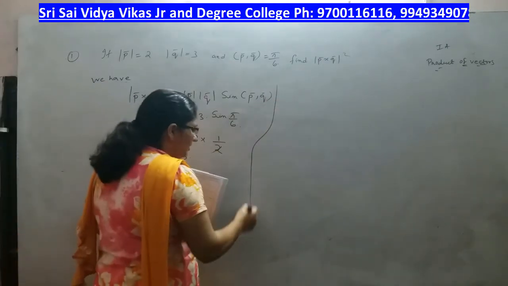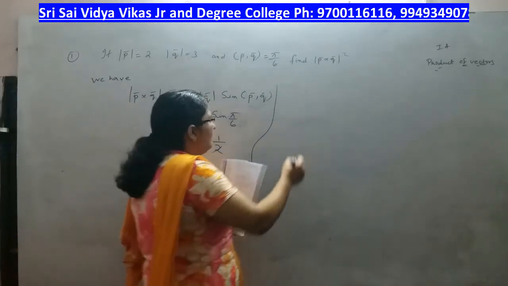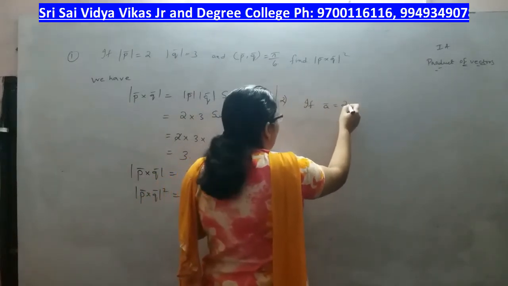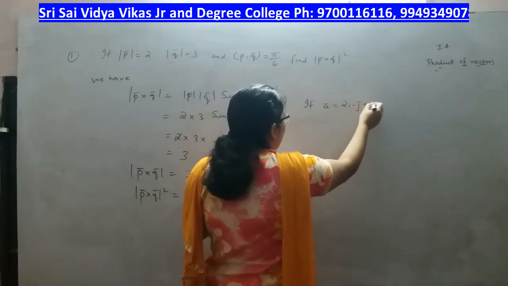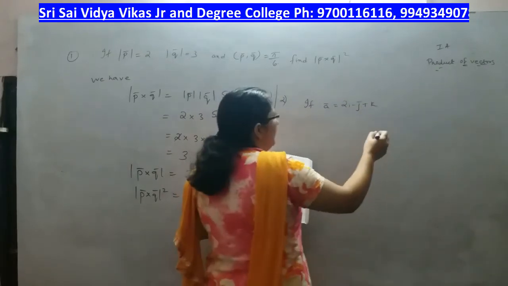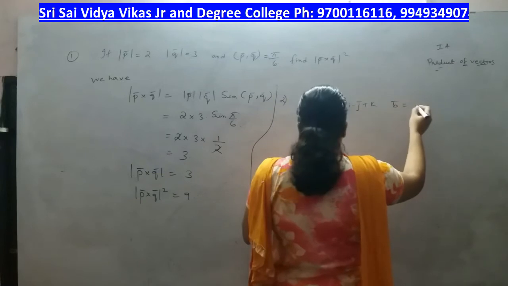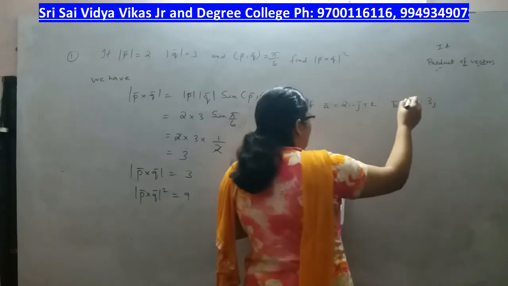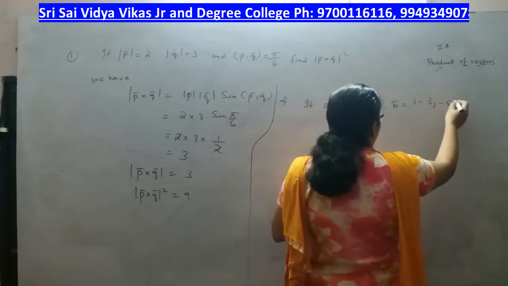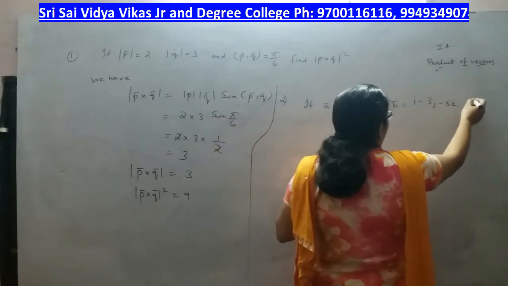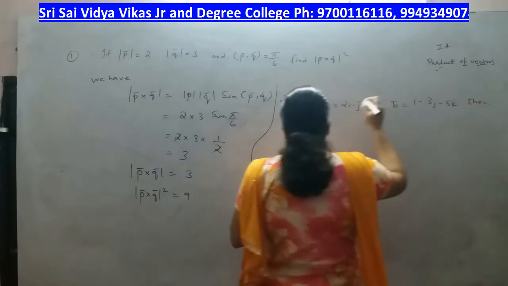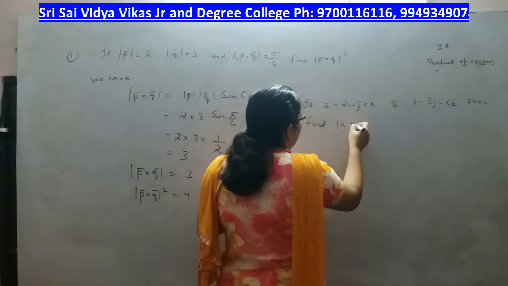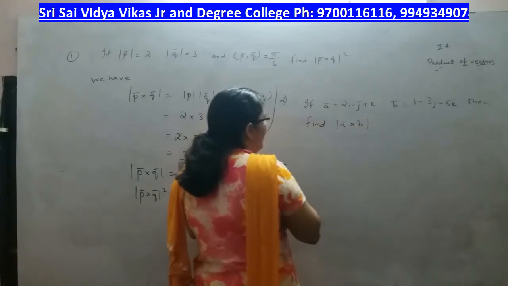For today, if a bar is equal to 2i minus j plus k, b bar is equal to i minus 3j minus 5k, then find a bar cross b bar. How to find a bar cross b bar?